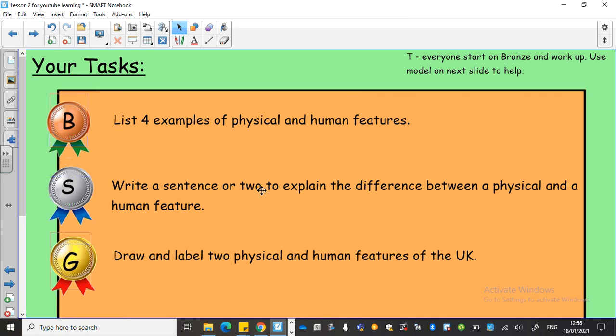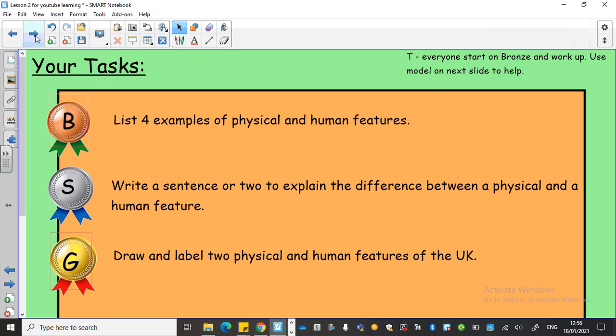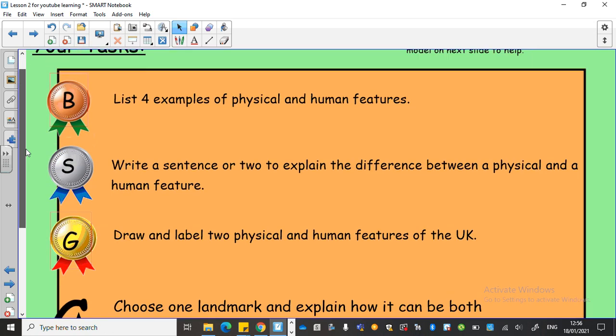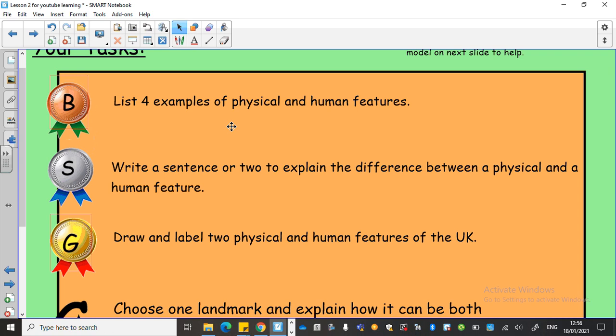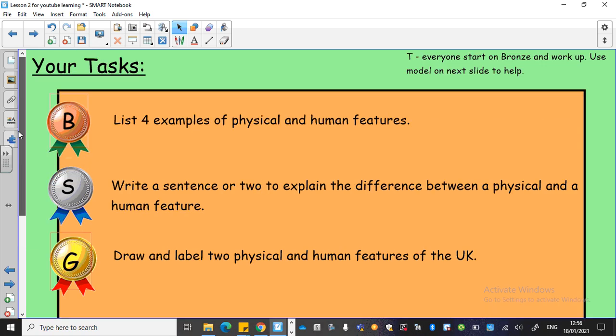Now, your task. I feel like I've spoken for ages. Time to wrap this up before you get completely bored of my voice. So, your tasks today are for bronze, you will need to list 4 examples of physical and human features. Silver, you will need to write a sentence or two to explain the difference between a physical and a human feature. Gold, you will draw and label 2 physical and human features of the UK. And if you want to go for challenge, you need to choose one of those landmarks you've drawn and explain how it could be both physical and human.